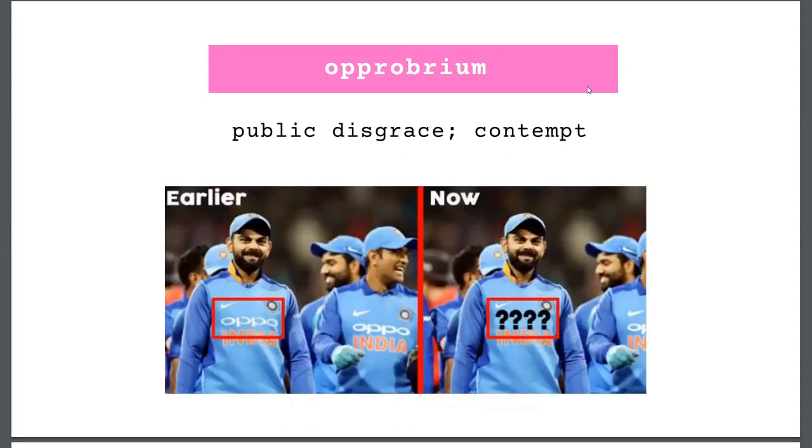Next word is opprobrium, which means public disgrace or contempt. So if you observe this word carefully, इसमें एक word है that is ओप्पो, और ओप्पो से आप ये इंडियन जर्सी को कनेक्ट कर सकते हो.